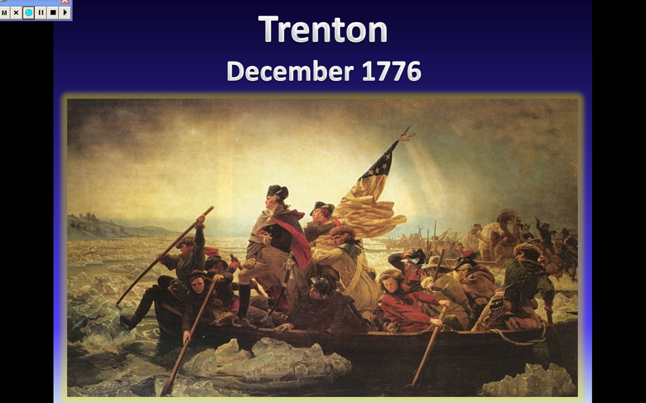Washington needs to have a major victory at the end of 1776 to ensure that troops will be willing to re-enlist in his army. So he makes his famous crossing of the Delaware River. It's kind of confusing that he's going to New Jersey, but Trenton is in New Jersey. He crosses the Delaware River on Christmas night.